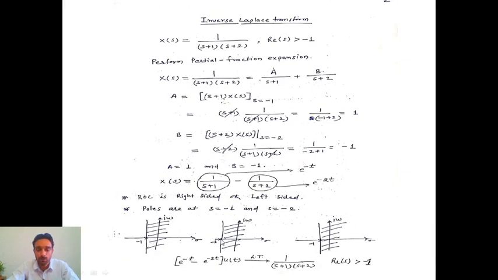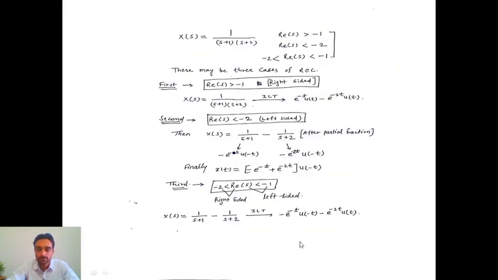Okay, and always what is ROC? ROC is always the common region. In this part the ROC is greater than -1, in this part ROC is greater than -2. If we combine these two poles, then what should be the ROC? The common region. And what is the common region? The common region is greater than -1. So it was defined that ROC is greater than -1 because of this case.